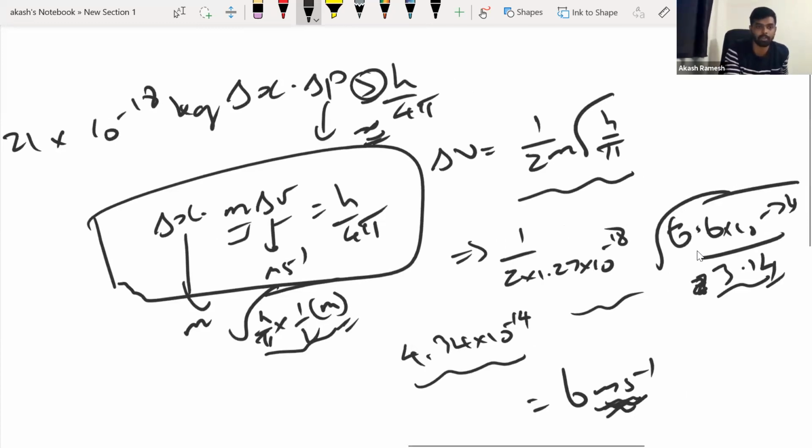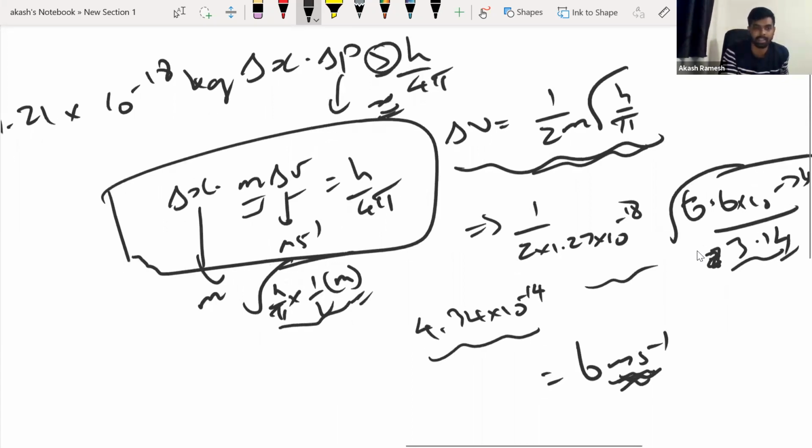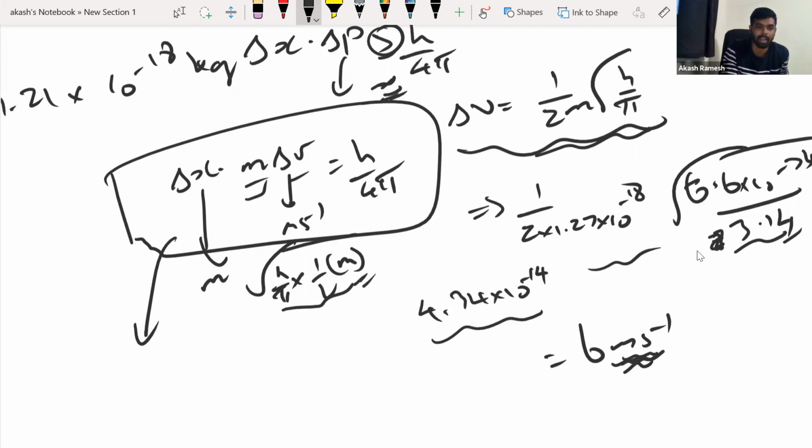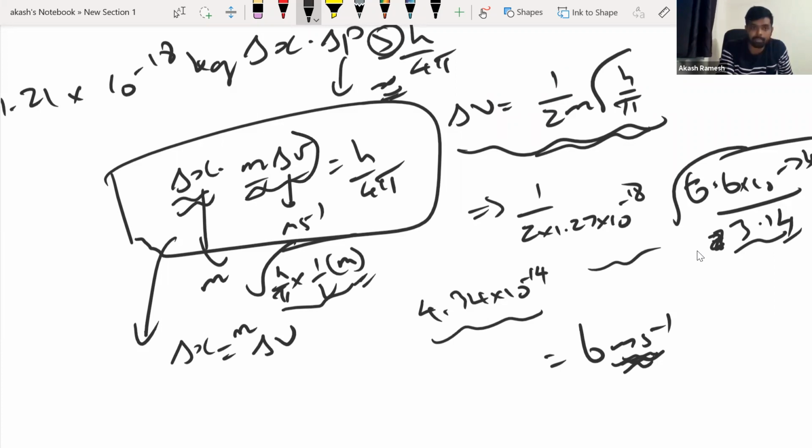So now, what is the equation we have to use? Delta x into m into delta v is equal to h by 4 pi. Right. Now, what they are telling is that delta x and delta v are the same. That's why, look at the question: if the uncertainty in measurements of position and momentum are equal. I'm sorry, not delta v, m into delta v. So uncertainty in position and uncertainty in momentum, this entire term p, delta p, they're telling is equal.